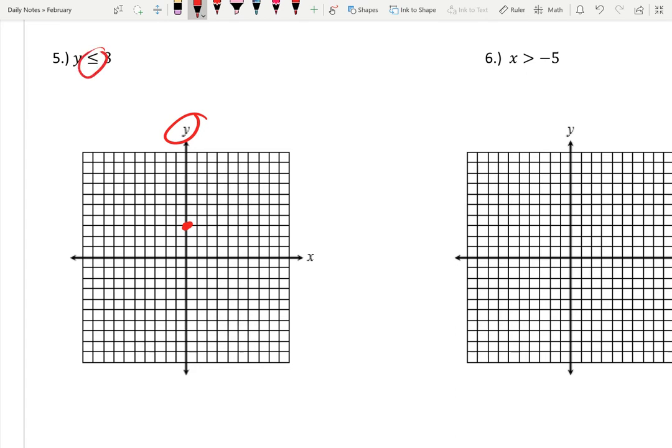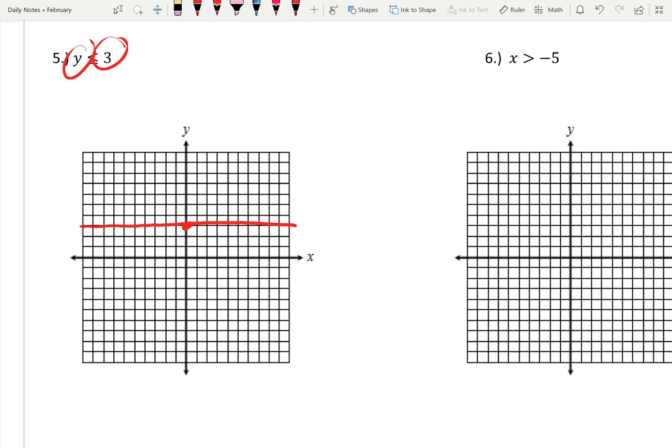Now, because the symbol has the line underneath it, it's a solid line. So a solid horizontal line right there through y, okay? So that's what that looks like. Don't overthink it, okay? It's simple. It's just at 3 on the y-axis. At 3 on the y-axis, we draw our line straight through it.